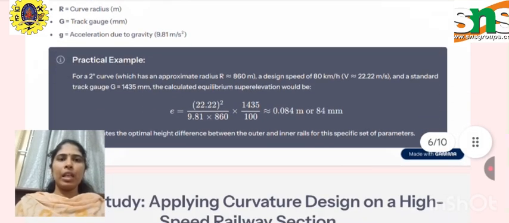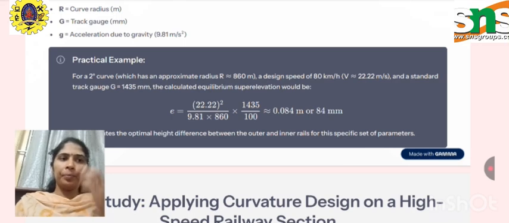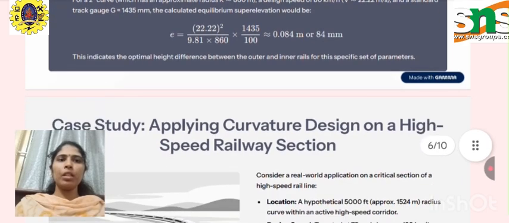Here we see an example for a 2-degree curve of radius 860 meters, where the speed of the train is given as 80 and capital G is given as 1435. On substituting everything we get e equal to 84 millimeter. This indicates the optimal height difference between the outer and the inner rail for the specific set of parameters.